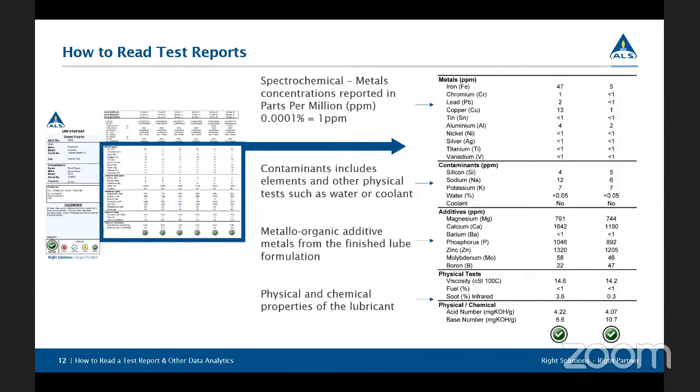Then below that are your physical and chemical properties of the lubricant. So we're going to be looking at viscosity, how much fuel is possibly in that sample if it's an engine, how much fuel soot is generated if it's an engine, and then looking at those chemical properties such as acid number and base number.